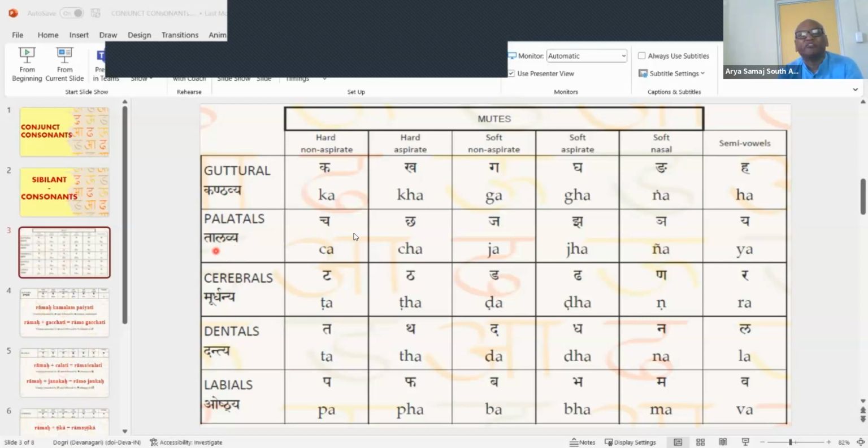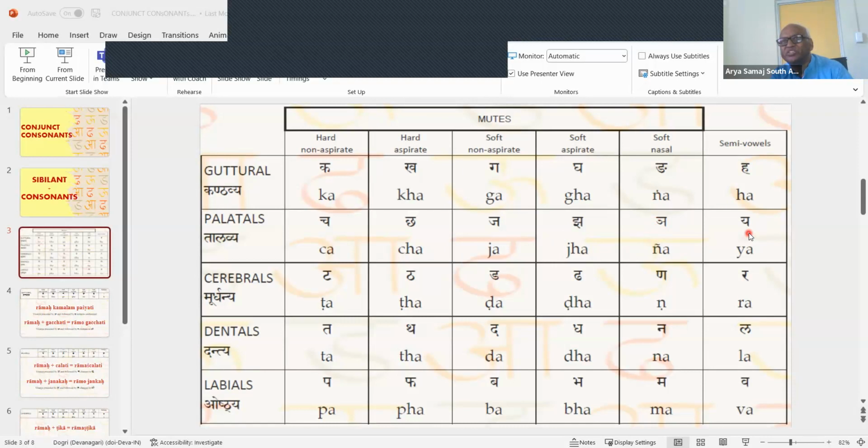And for the sounds that come from there, be aware of your tongue. When you say cha, be conscious of where the tongue is resting. It rests on the ridge, that palate behind your teeth, not on your teeth, but behind your teeth. Cha, chha, ja, jha, and the nasal sound that will come from there, nya. And look at the semi-vowel ya. Semi-vowel means it's between the vowel and the consonant. It's not quite a consonant, not quite.